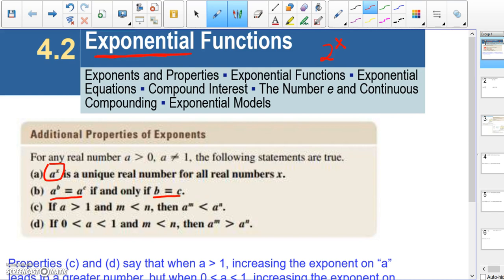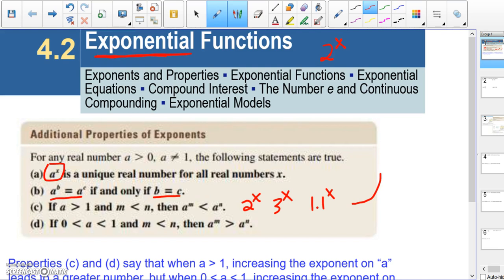If a is greater than 1 and m is less than n, then a to the m is less than a to the n. So basically what that's saying is if your base number is bigger than 1, like 2 to the x or 3 to the x or even 1.1 to the x, anything as long as that base number is bigger than 1, then as x grows larger, the overall number grows larger. That's what that says. So it's talking about exponential growth, if you can remember back to that.